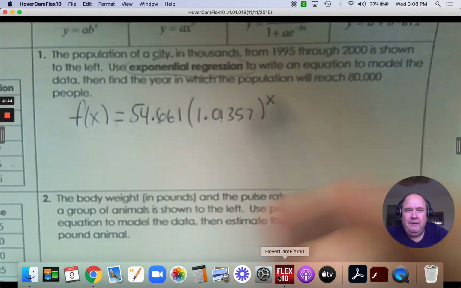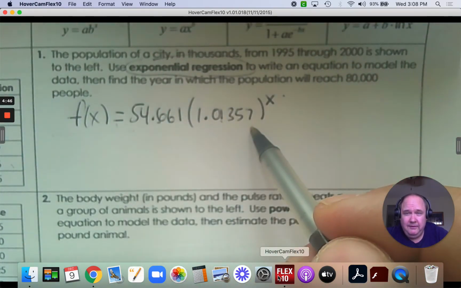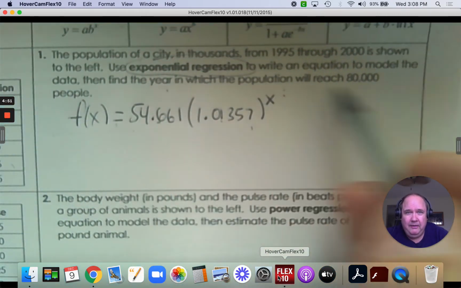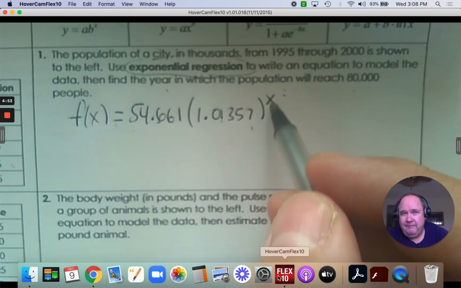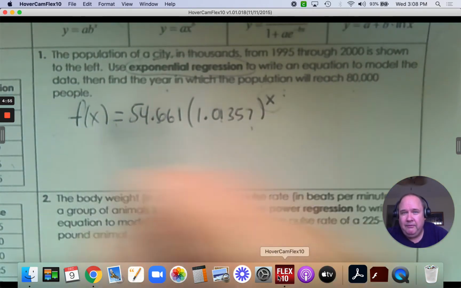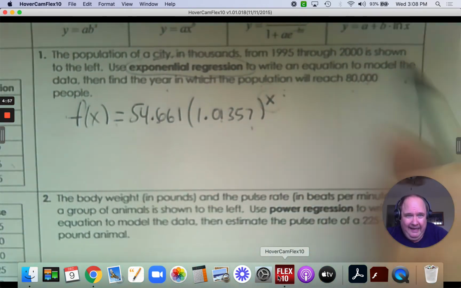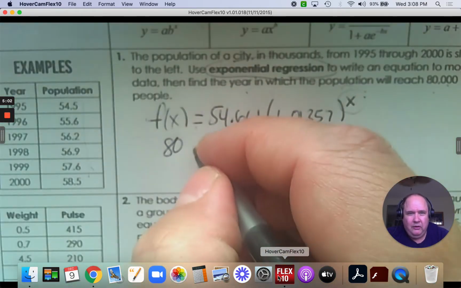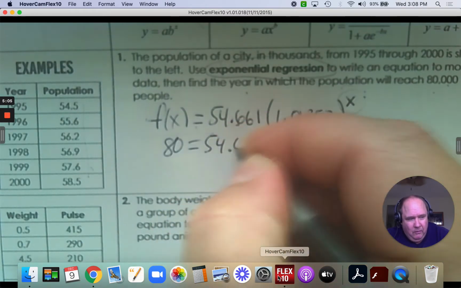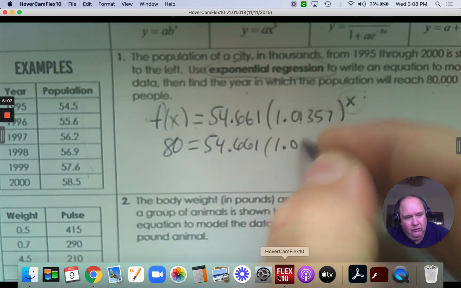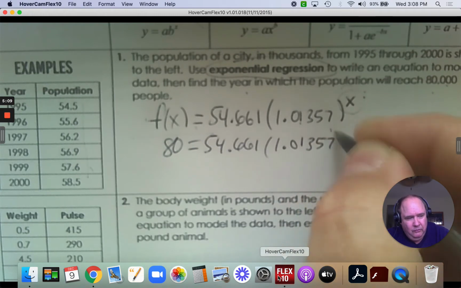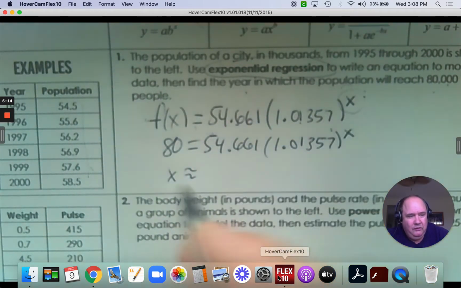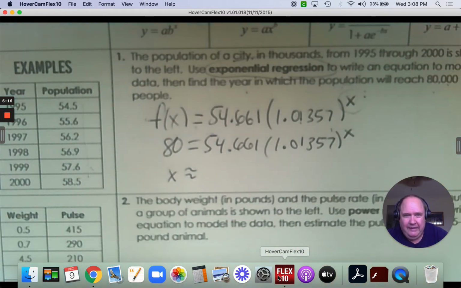So there's my equation. I'll let Desmos do it. And then it says, find the year in which the population will reach 80,000. So x is the year. I'm solving for x, so f of x is 80,000. But in our table, these were all thousands, so I'm just going to go 80. So this is the equation I'm going to solve, and I'm going to show you how through Desmos we will solve it most accurately. So there's the setup, and then we're going to use Desmos to actually solve for x for us.